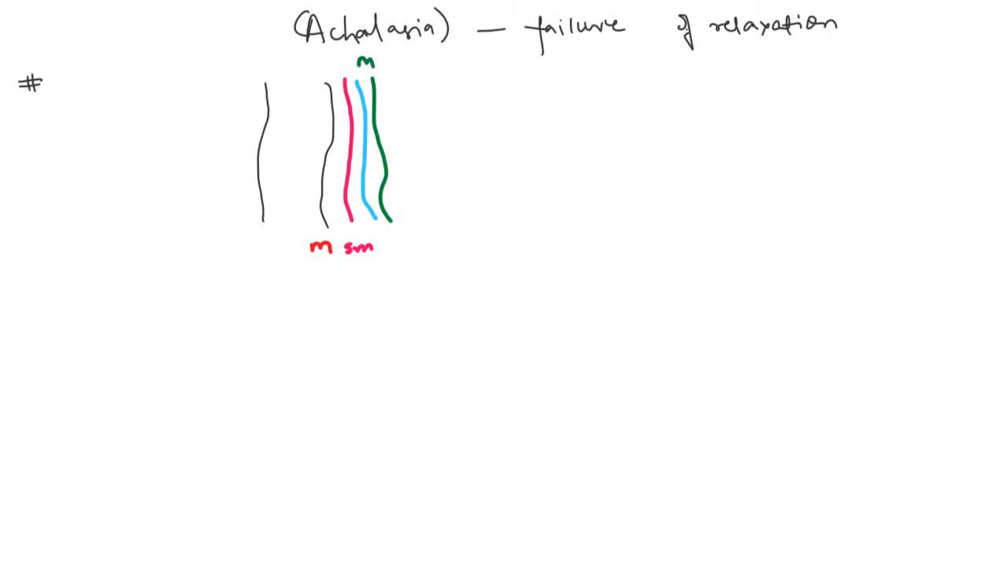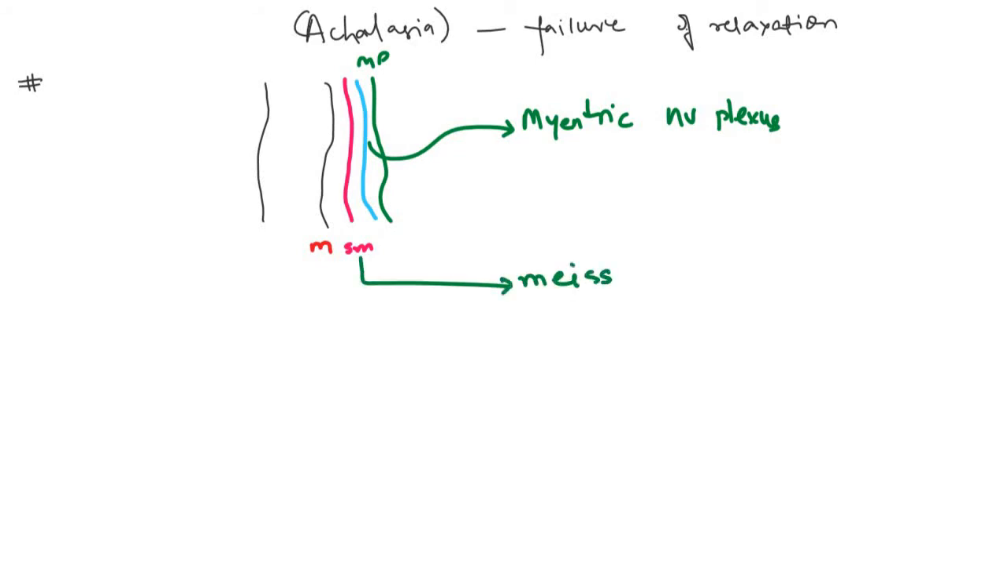Now within the muscularis propria we have a nerve plexus called the myenteric nerve plexus. And in the submucosa we also have a plexus called Meissner's plexus. So you have two nerve plexuses in the esophageal wall. One is the myenteric nerve plexus and the second is Meissner's plexus. The myenteric nerve plexus is found in the muscularis layer between the inner circular and outer longitudinal layer, whereas Meissner's plexus is found in the submucosa.